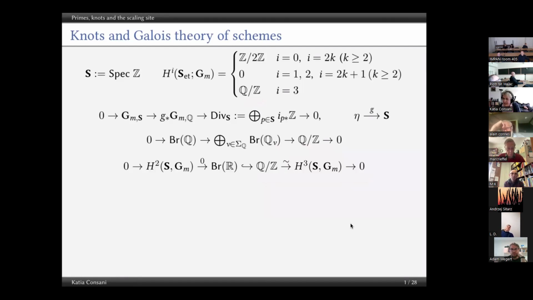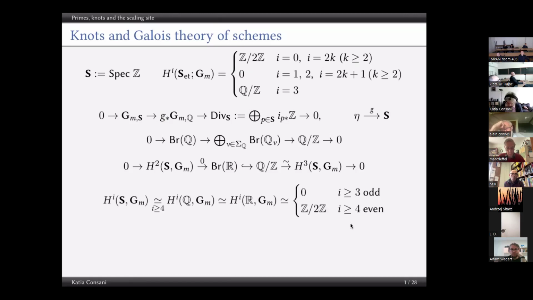If you go higher with the index, higher than 3, then there are many vanishings. For example, here are some technical results: a vanishing of the H^i of Q and the isomorphism with the H^i of R for this sheaf, which is G_m, when i is at least 3 and odd. In the even case, there remains the fact that the cohomology of R with coefficients in G_m is periodic. It's periodic and has order 2. So it's still there for every even integer greater than or equal to 4. And the many vanishings in terms of the cohomology of the local field, the finite field, imply that in fact the cohomology of spec Z when i is at least 4 has the description which I gave here.